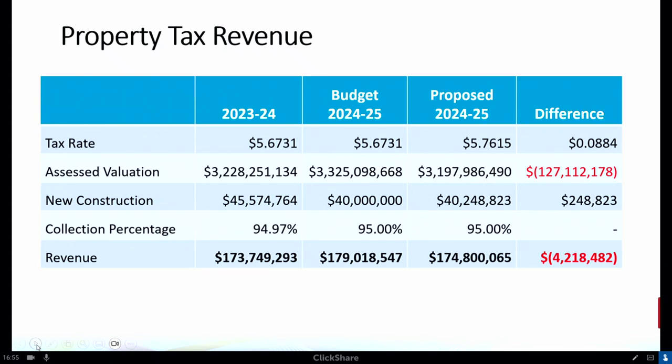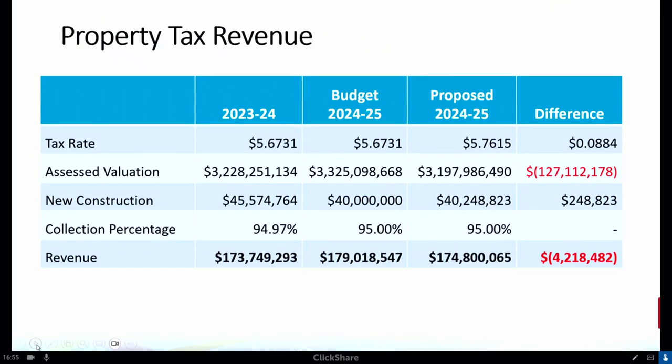And so once we have the levy, then we can multiply out and say, how does that levy with our assessed valuation affect our actual revenue that's going to come in within our district? You can see there, the 23-24 tax rate was 5.6731. This was what we ended last year at. Our final revenue, all funds, $173,749,000. And so that's where we ended our 23-24 school year.